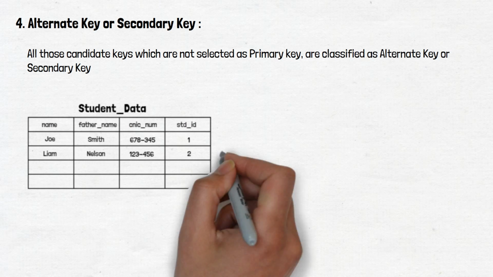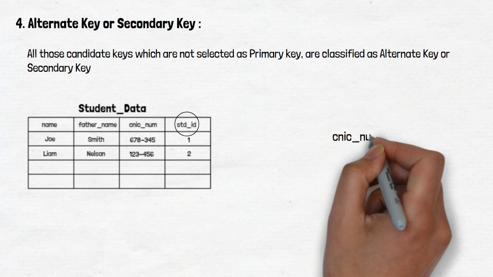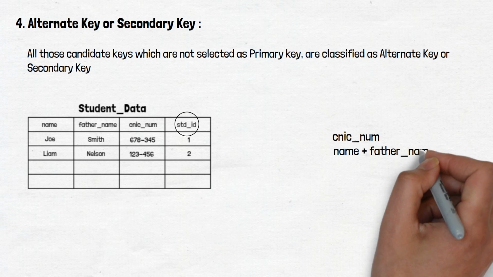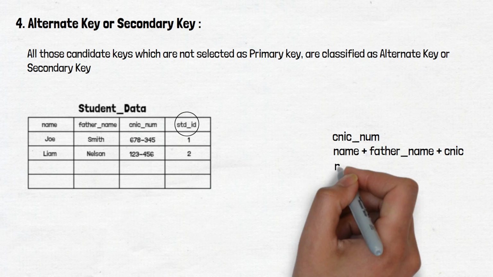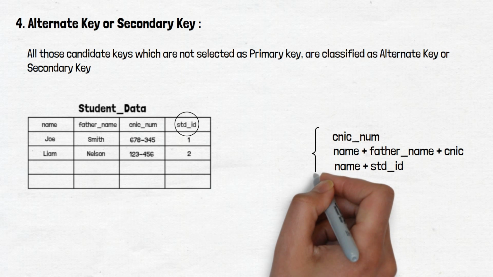For example, if we choose student ID as our primary key in the example under discussion, then CNIC, student name with father name and CNIC, or student name with student ID, etc. are all now alternate key or secondary key. Fifth type of key is the foreign key.